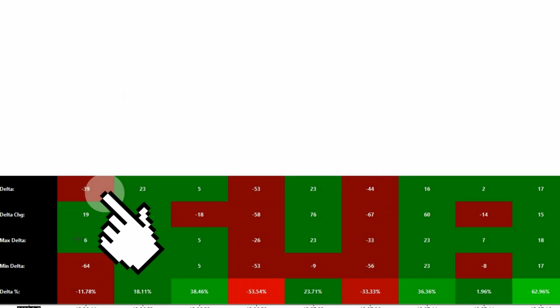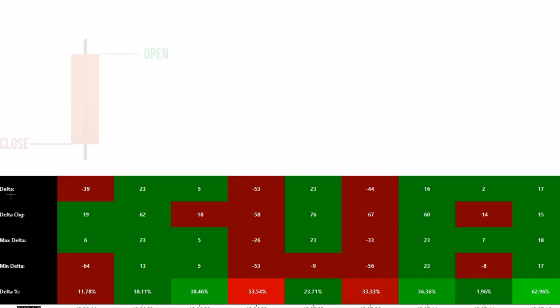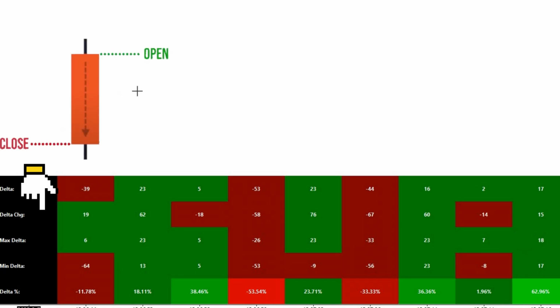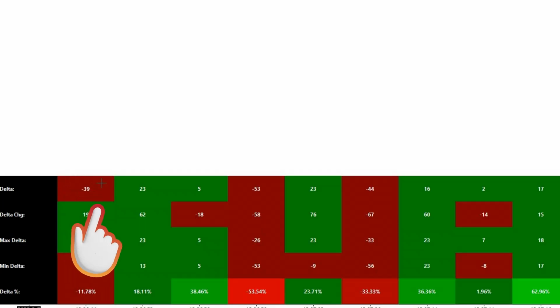As you can see here, each column is representing one candlestick, and those statistics change and only settle when the candlestick closes. Now, as mentioned before, delta measures the strength of buyers versus sellers. You can see here in this candlestick, sellers were stronger than buyers. In this candlestick, you can see that buyers were stronger. You can see here again, buyers are stronger, sellers are stronger, buyers are stronger, so on and so forth.